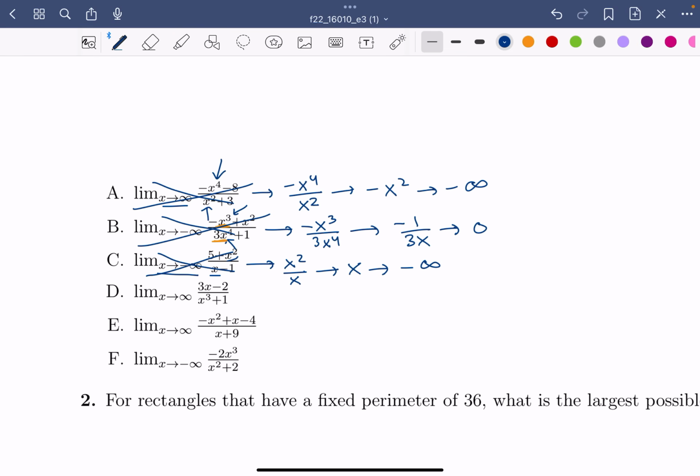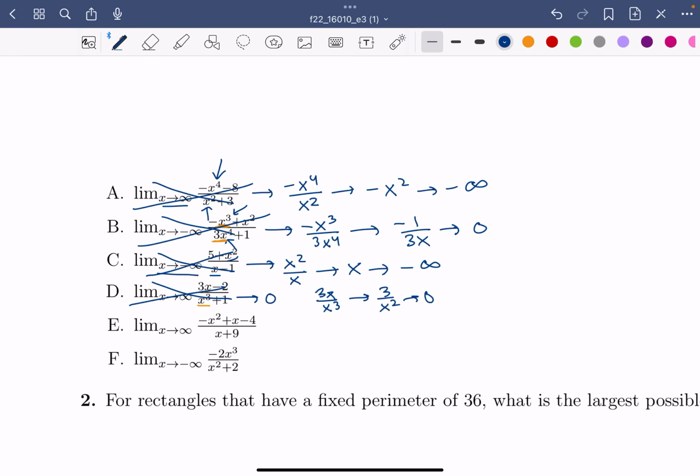D, the limit as x approaches infinity of 3x minus 2 over x cubed plus 1. The power in the numerator is x to the 1, and the power in the denominator is x to the third. The numerator has a power less than the denominator, so this will approach 0, because our function will look like 3x over x cubed after a long time, but after an even longer time, it'll look like 3 over x squared, and 3 over a very, very large number will be 0. So this is also not the answer.